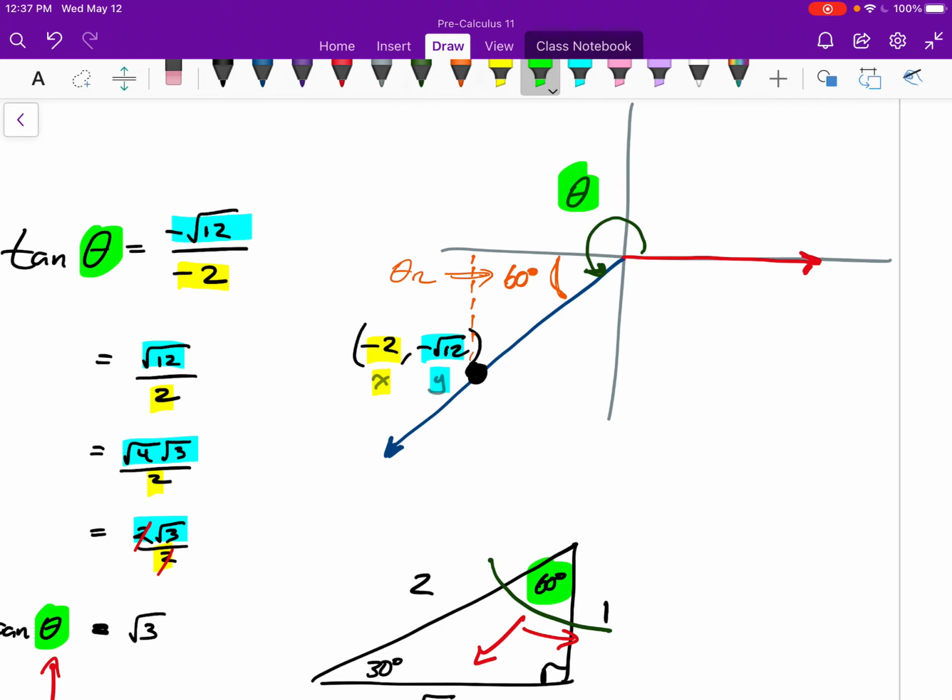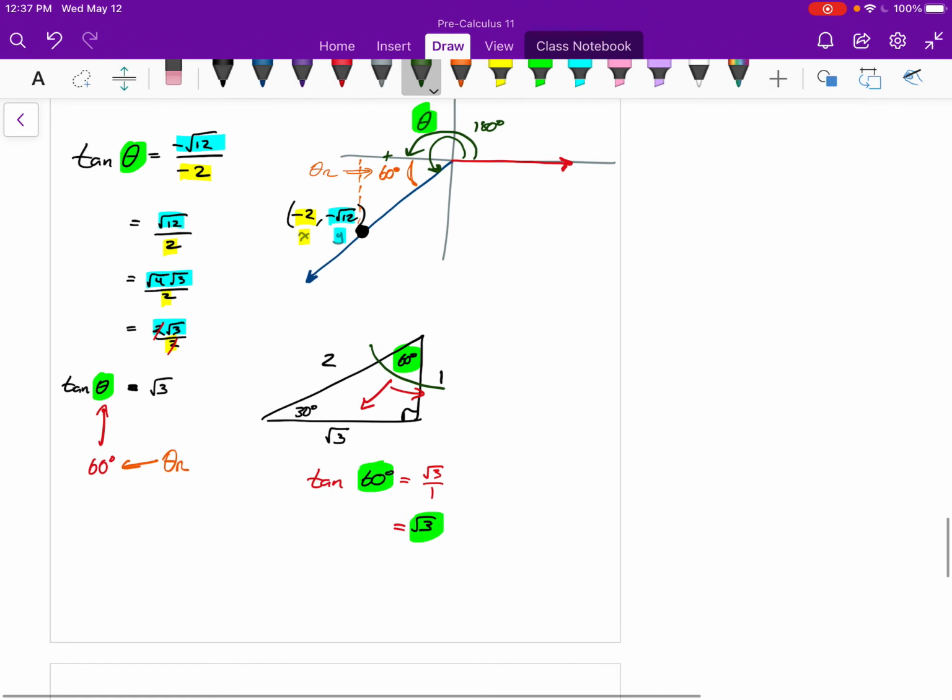So now that I know that 60 degrees is that angle right there, now I can piece everything together quite nicely, because from here to here is 180 plus an extra 60. So now I know that angle of theta must be 240 degrees, or at least that's one possibility.